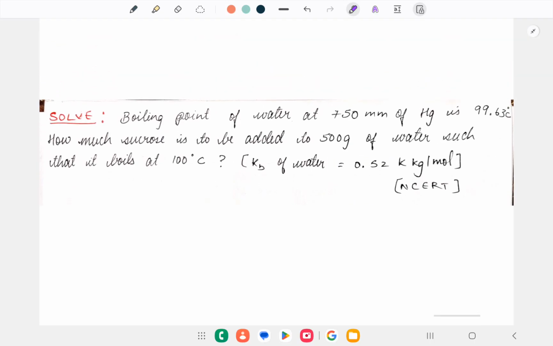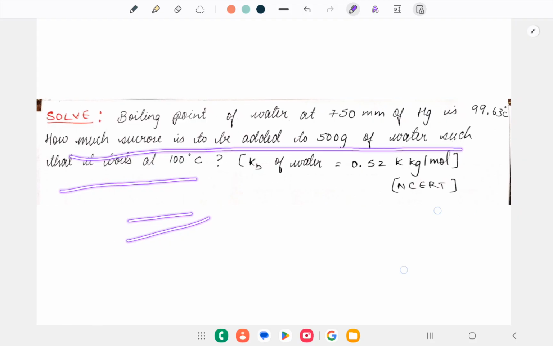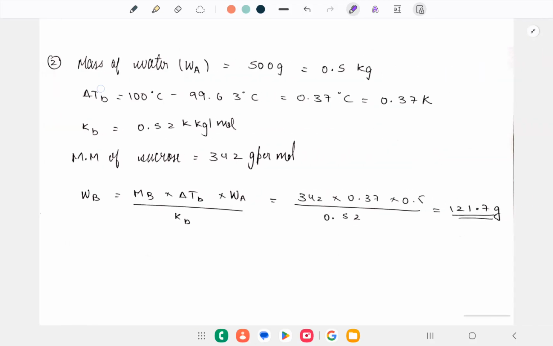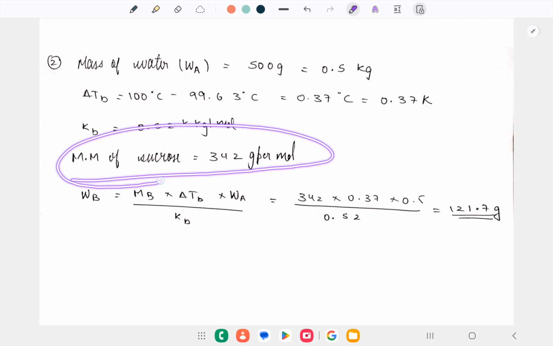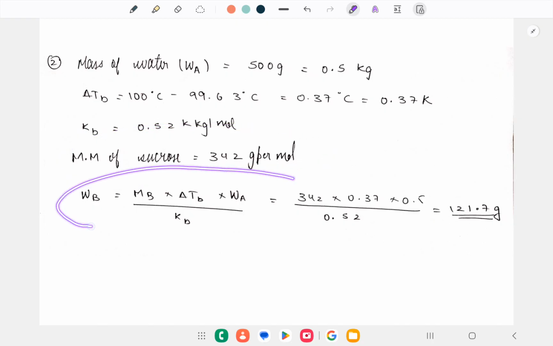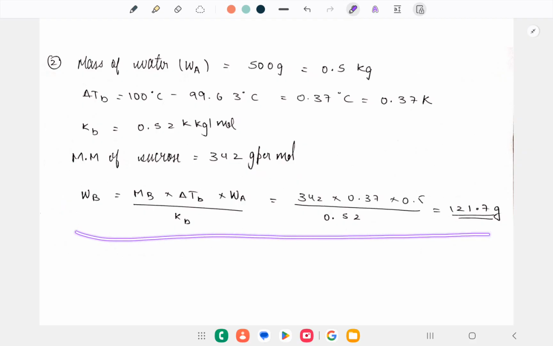Moving to the next question, the boiling point of water at 750 mm of Hg is given. So how much sucrose is needed to be added to 500 grams of water such that it boils at 100 degrees Celsius? So here the mass of water is provided, which we will convert into kg, and the elevation in the boiling point we have found out, and the constant value is given. The molar mass of sucrose we have to calculate and then put all the values in the equation, and then we'll get the answer to be 121.7 grams.